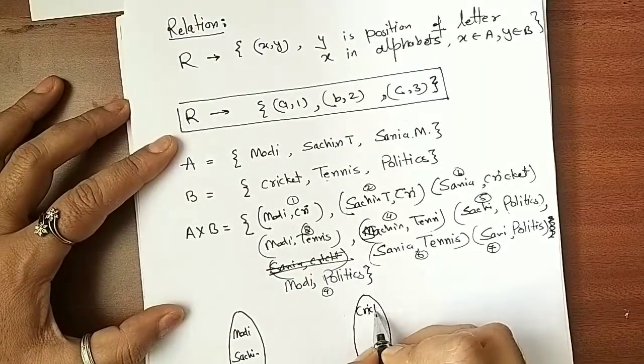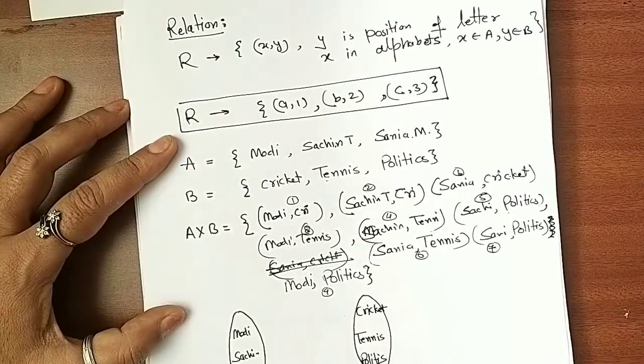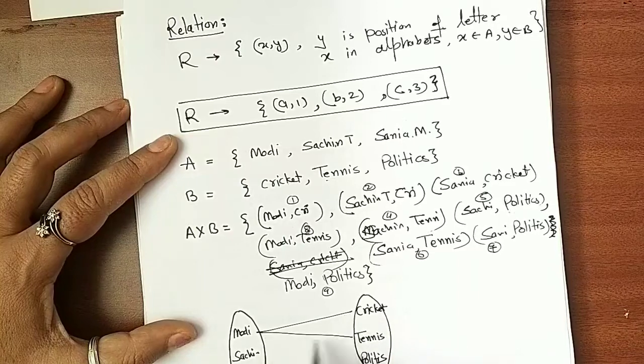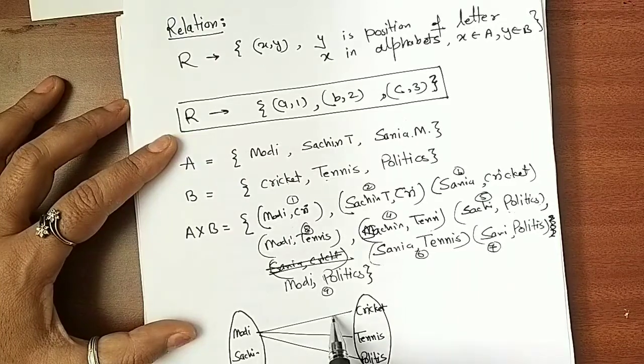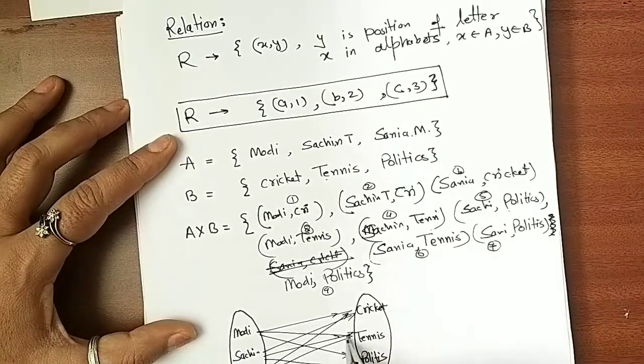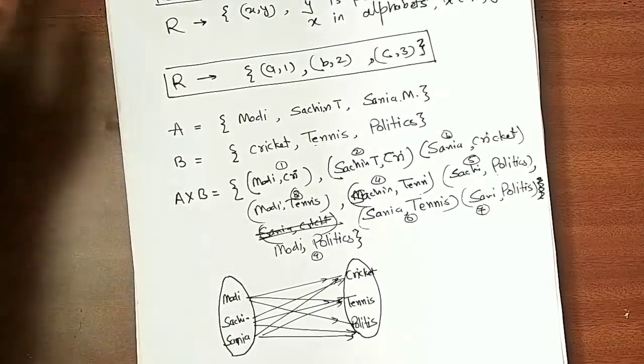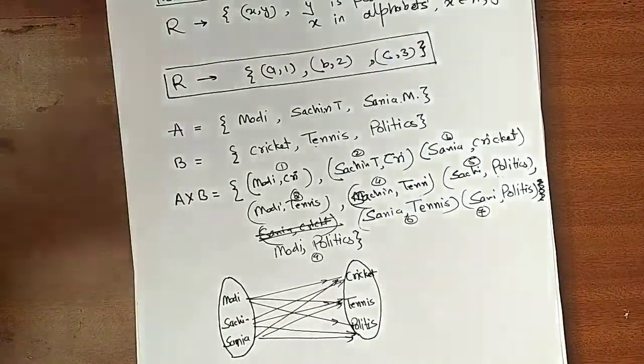So here is cricket, here is tennis, and here is politics. Modi can go with these 3 activities. These are all possible. Sachin can go with all these 3 activities, and Sania can go with all these 3 activities. So what I mean to say is, in Cartesian product, all are possible.